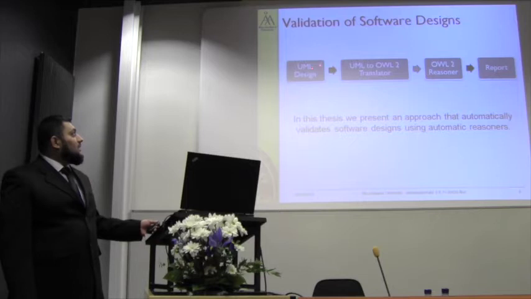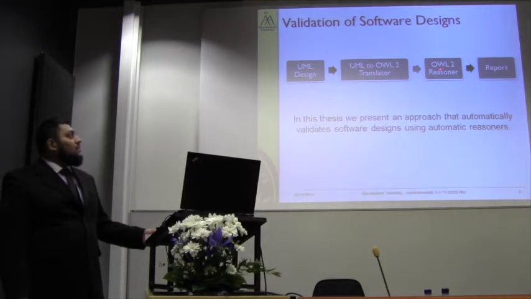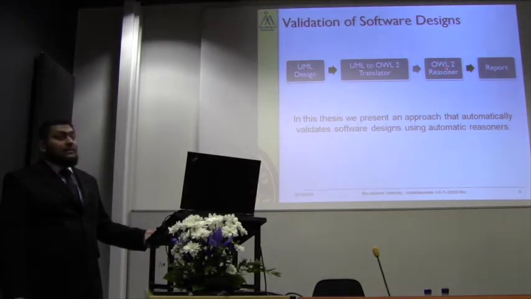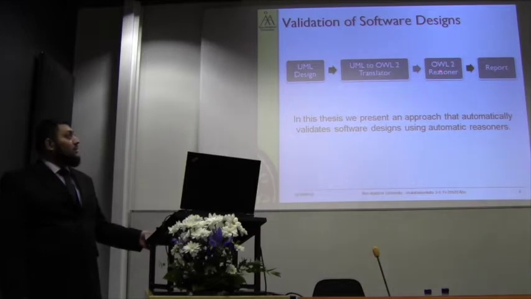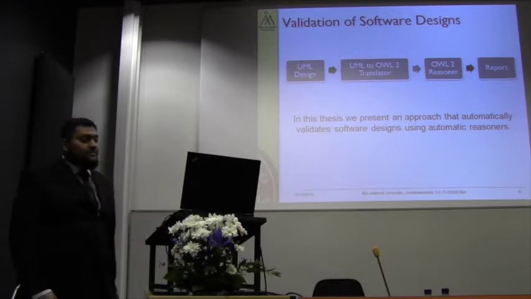What we are doing is translating UML designs into an ontology with the help of a translator which we have built, and then we pass the generated ontology to the reasoner. The reasoner infers the logical consequences of the logical facts present in the ontology. Then it produces the validation report. The validation report reveals the problems in a UML design.